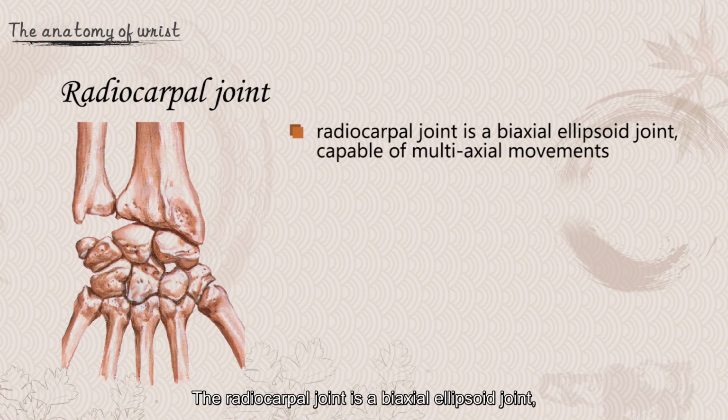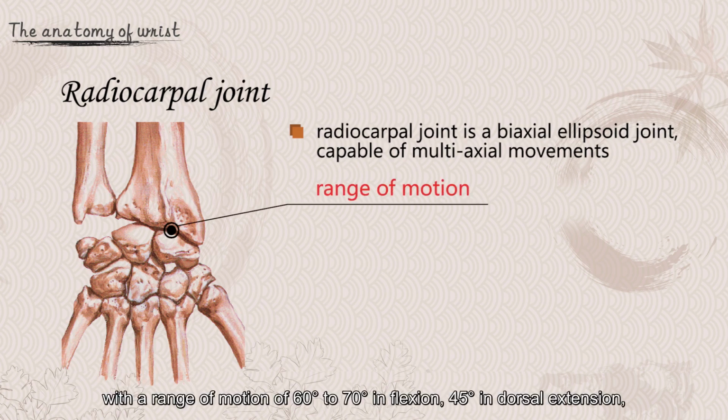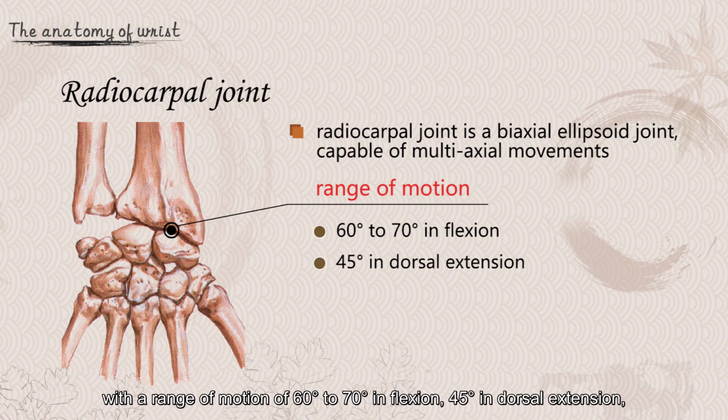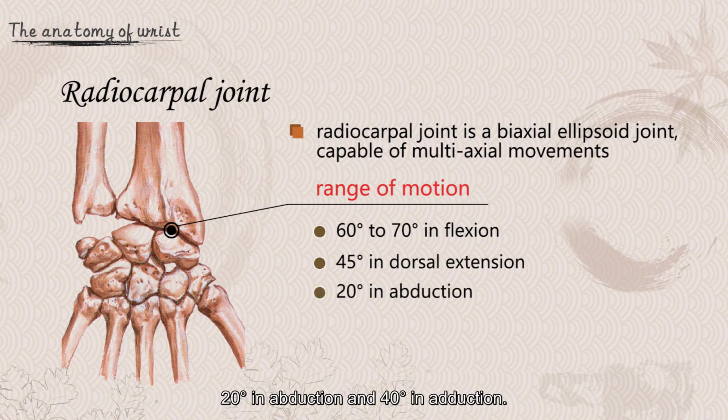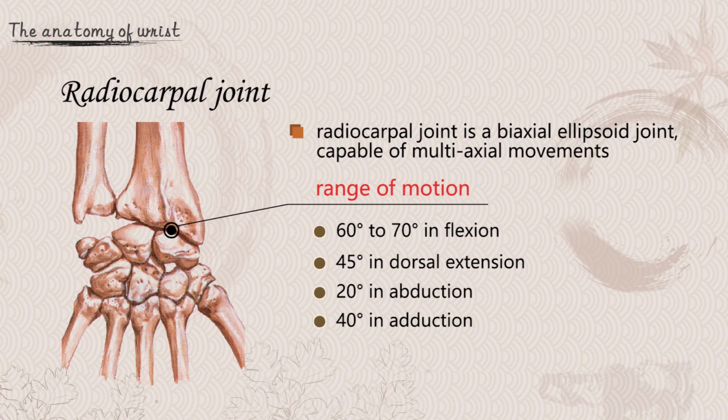The radiocarpal joint is a biaxial ellipsoid joint, capable of multi-axial movement with a range of motion of 60 to 70 degrees in flexion, 45 degrees in dorsal extension, 20 degrees in abduction, and 40 degrees in adduction.